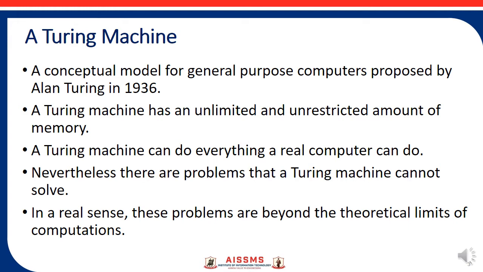The conceptual model for the general purpose computers was proposed by Alan Turing in 1936. The Turing machine has an unlimited and unrestricted amount of memory. A Turing machine can do everything a real computer can do. Nevertheless, there are problems that the Turing machine cannot solve. In real sense, these problems are beyond the theoretical limits of computation. Otherwise, all kinds of real computing problems can be solved by the Turing machine.